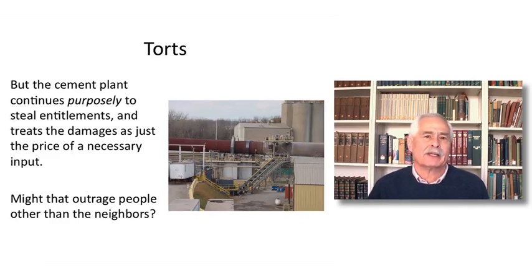Remember our steel plant. Notice that it was not accidentally inflicting costs on its neighbors. It was purposely inflicting those costs, purposefully stealing those entitlements, and then simply treating the damages as if they were another cost of business, the price of another necessary input. People might be outraged by that. And perhaps that outrage can also be addressed by the liability system. We'll talk about that in the next lecture.